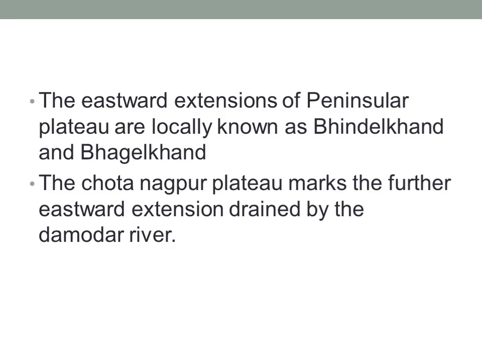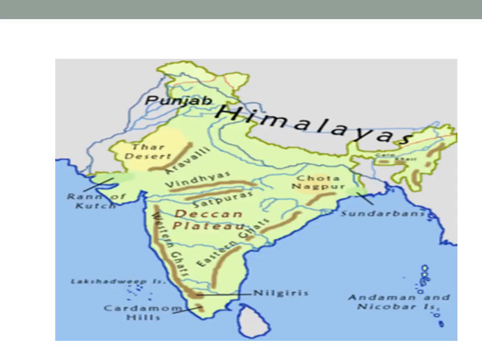The eastward extensions of peninsular plateau are locally known as Bundelkhand and Baghelkhand. The Chota Nagpur plateau marks the further eastward extension drained by the Damodar river. Children, in this map clearly you can see the Deccan plateau below the Vindhyas and the Satpuras. Adjacently you can see the Western Ghats and the Eastern Ghats, and you can also see the Chota Nagpur plateau.